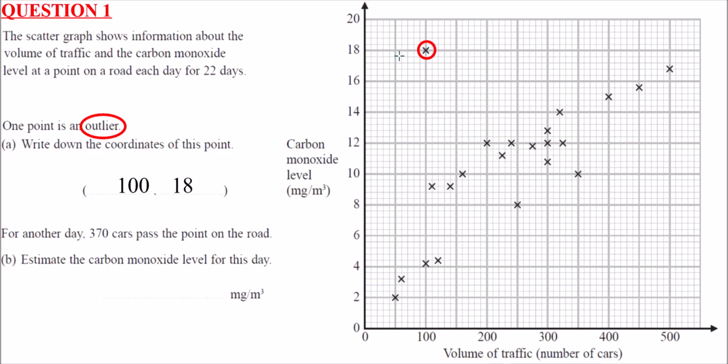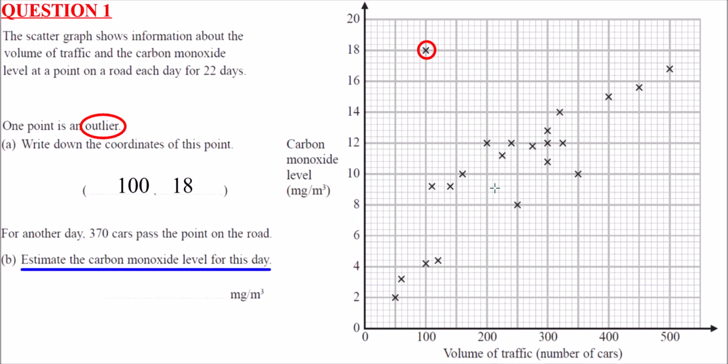Then for part B, on another day, 370 cars pass this point on the road. Estimate the carbon monoxide level for this day. I do say to my students, only half jokingly, whenever you see a scatter graph, be thinking of a line of best fit. A line of best fit is designed to go close to the trend where the points seem to be following. As a general rule of thumb, you want to have roughly the same number of points below your line of best fit as above it, and don't go out of your way trying to chase outliers. So ignore this point altogether and try and get a straight line going through or close to most of these points. This was my guess for it.